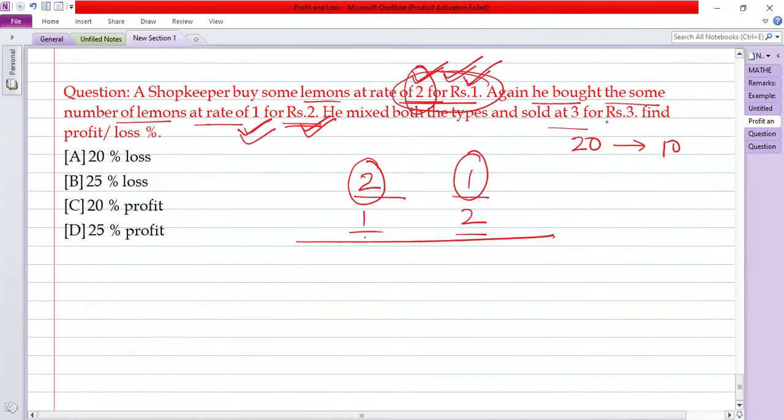And now he sold at 3 lemons for 3 rupees, means they are mixed up. So here he mixed both the types and sold at 3 lemons for 3 rupees. Now actually the first two rows are for the cost, and this row is for the selling price. Means the first two rows will give us the cost price, and the third row will give us the selling price.